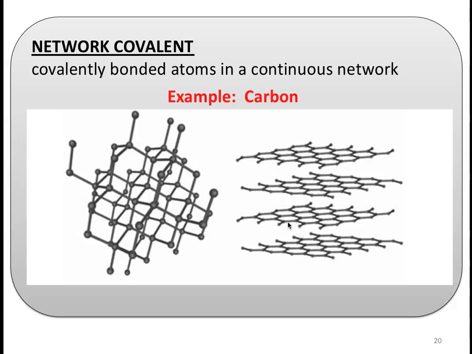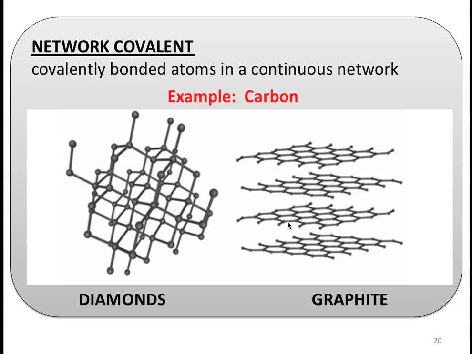On the left, we have diamond, where every single carbon is tetrahedrally bonded to 4 other carbons. On the right, we have graphite. That's stuff that you write with in pencils. So, an individual graphite sheet, extremely strong.